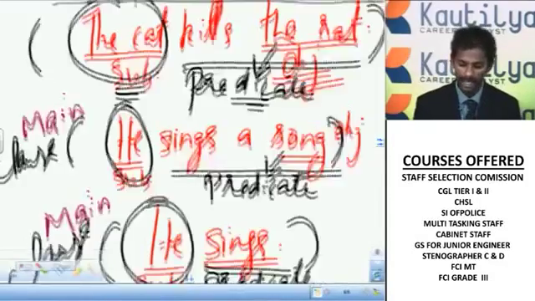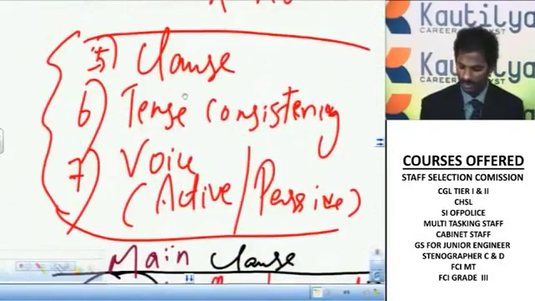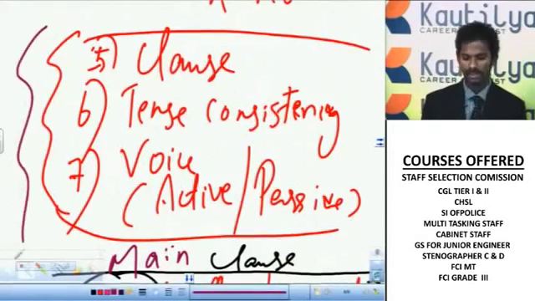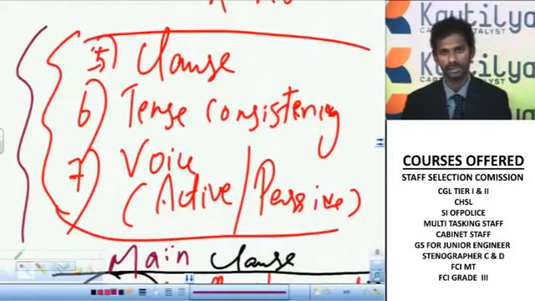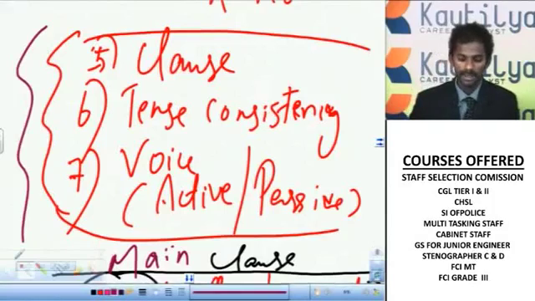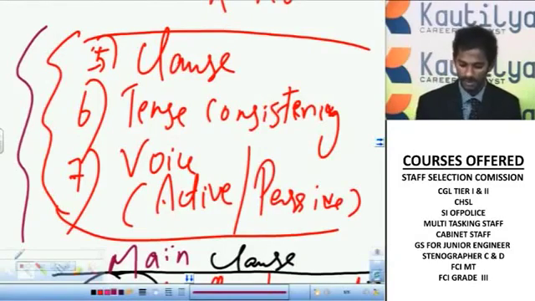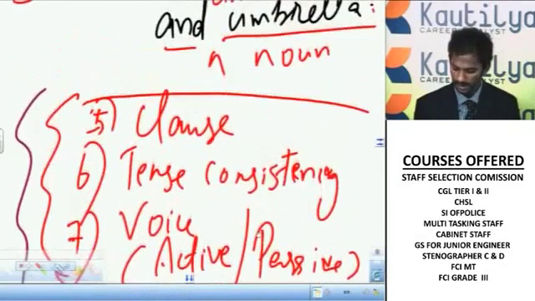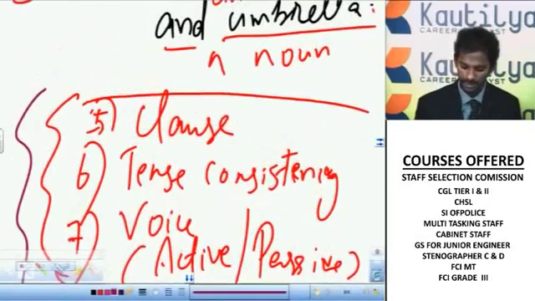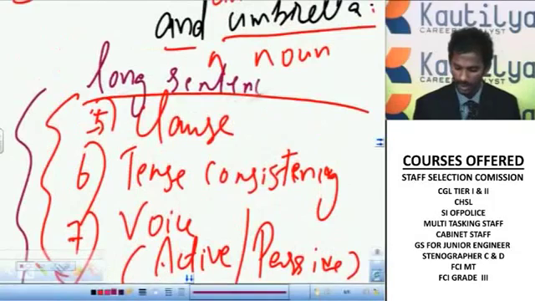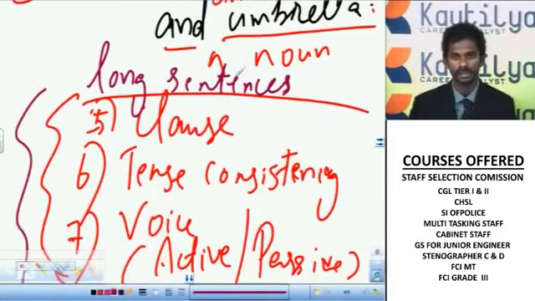Fine. Now come to the last 3 concepts in parallelism: clause, tense consistency and voice. Clear? Now, these 3 concepts must be taken together, and these 3 concepts are for long sentences. In the case of sentence correction, we may come across long sentences as well as short sentences. Clear? So these 3 concepts must be applied onto long sentences.